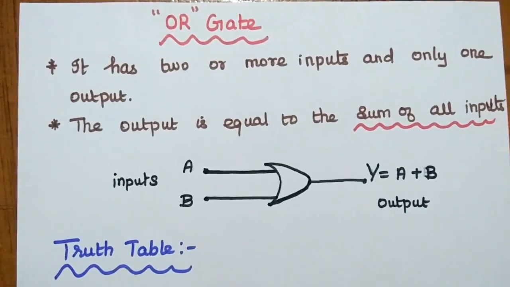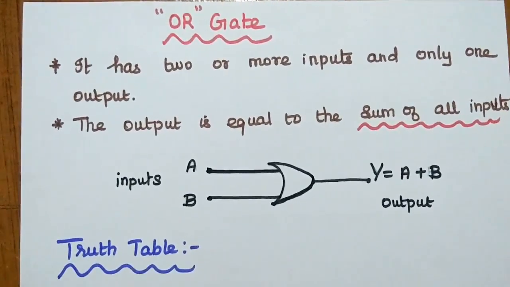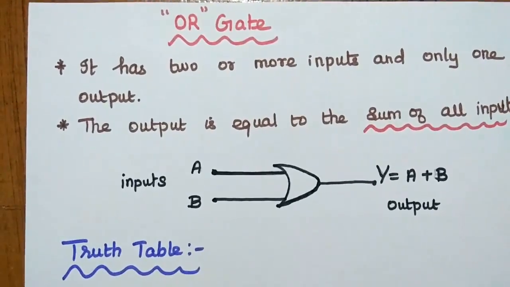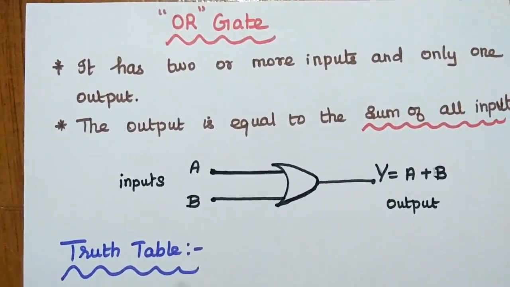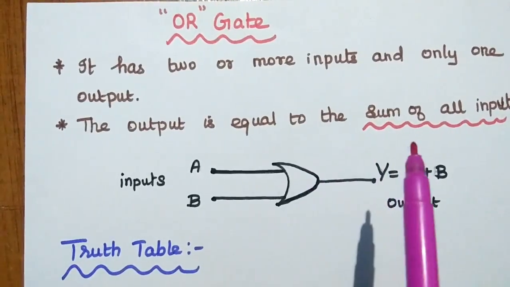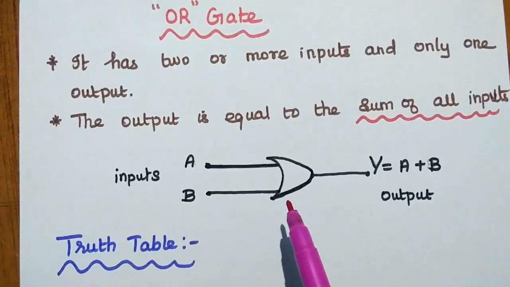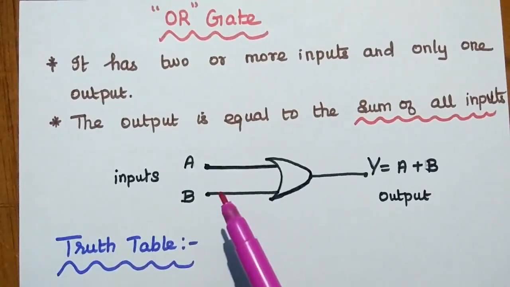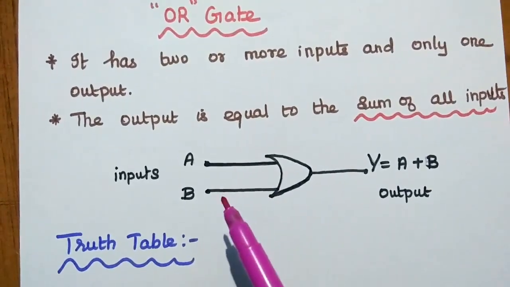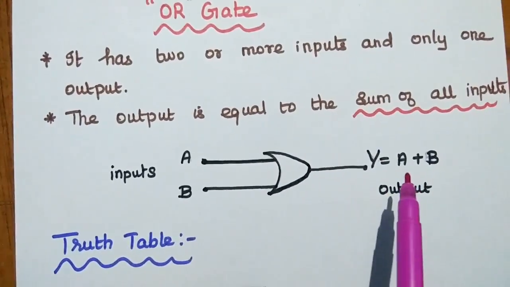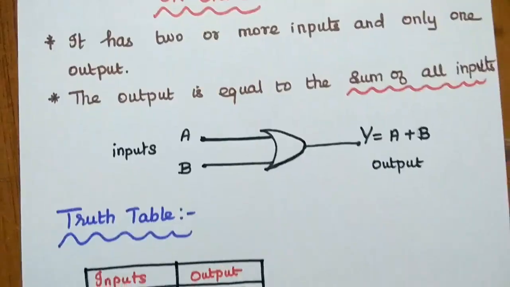OR gate has 2 or more inputs and only one output. OR gate represents the addition operation. So the output is equal to the sum of all inputs. This is the symbol of OR gate. Here we consider two inputs A and B. The output Y is equal to A plus B.